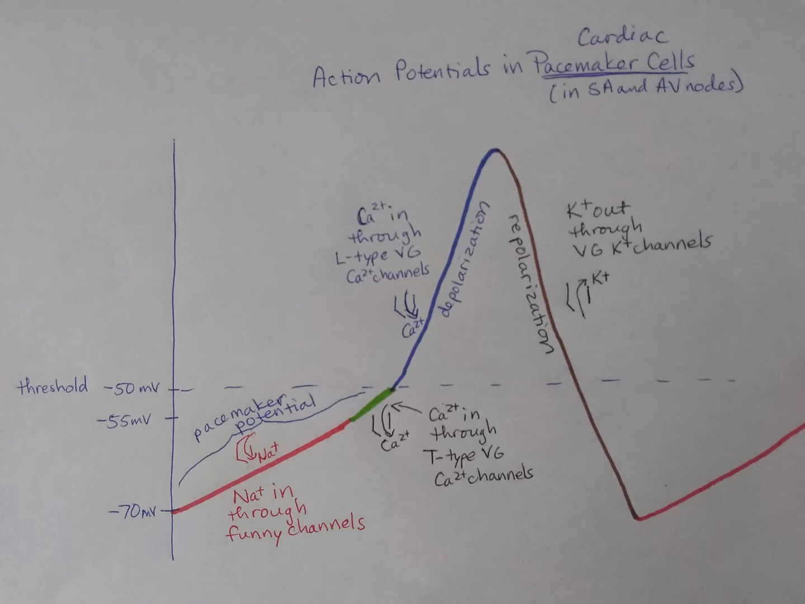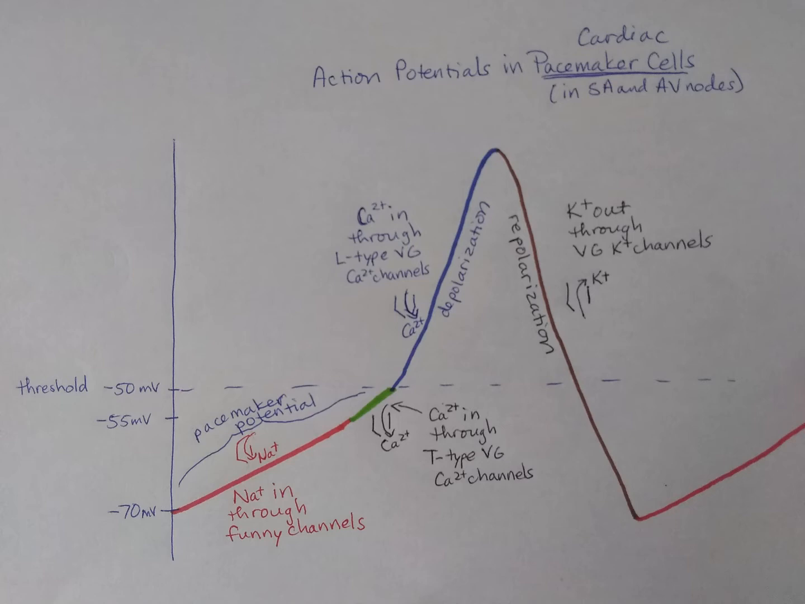So all of this getting from the minus 70 millivolts up to threshold at minus 50 millivolts is called the pacemaker potential. And the pacemaker potential is just a graded potential like we've talked about before, so same idea. And then once we reach threshold, we're going to trigger the opening of some L-type voltage-gated calcium channels. And calcium will rush in, make it more positive inside the cell, and cause the depolarization phase of the action potential. So this is really different from what we talked about before.